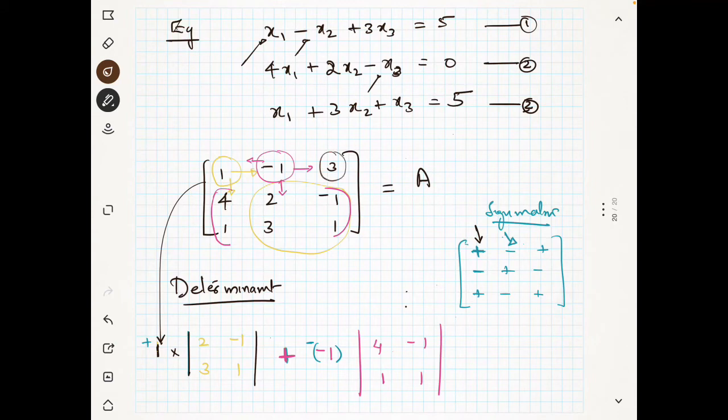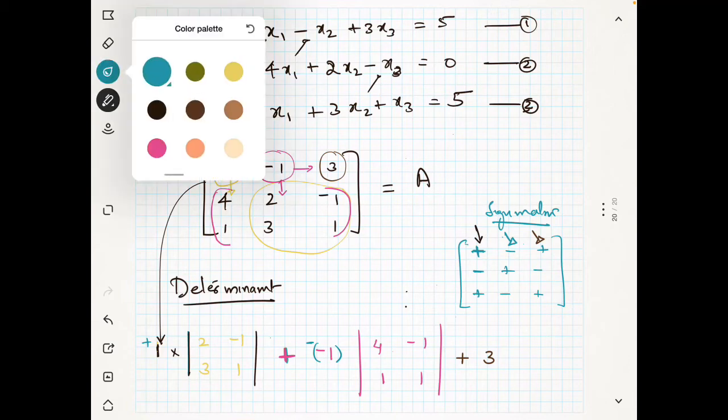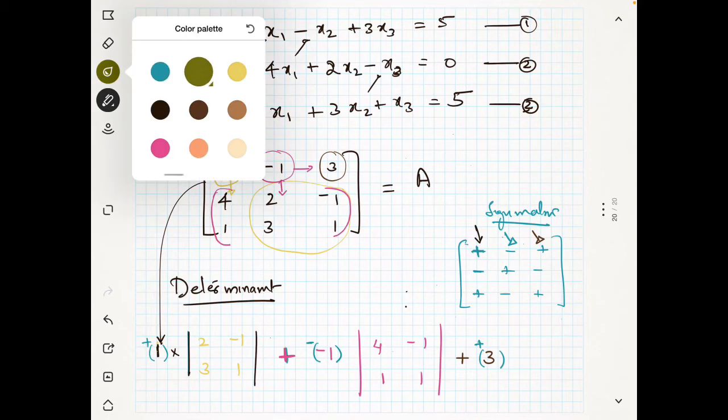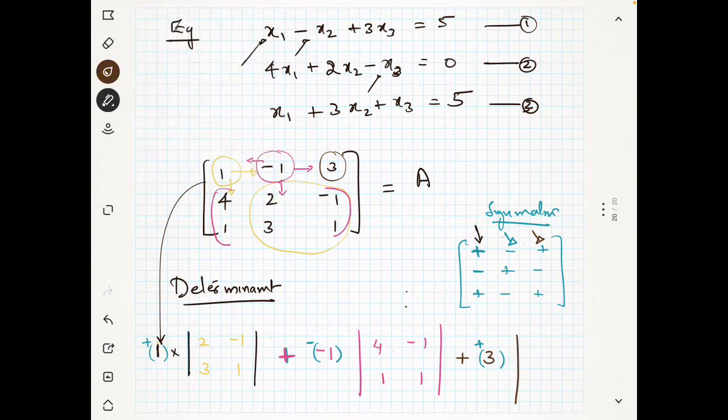You see here I have the third element, this is 3, so plus 3, but I use the sign, you see here it's positive, so I will use the positive. Okay, so I can put it in the bracket. Okay, this is positive. Now I will find the determinant of, since I am talking about the 3, I will remove this row and I will remove this column.